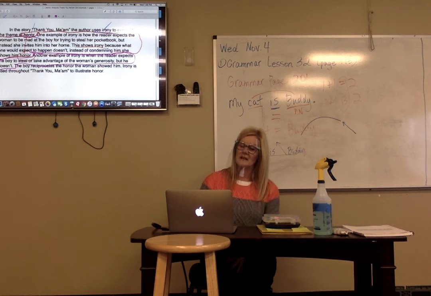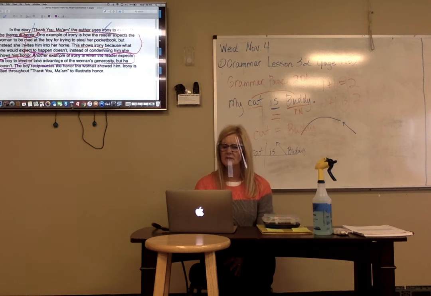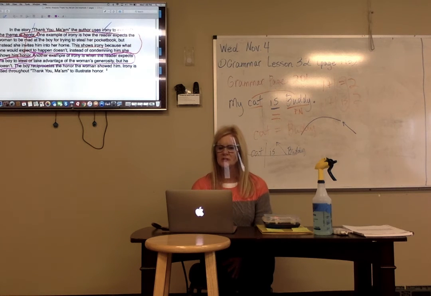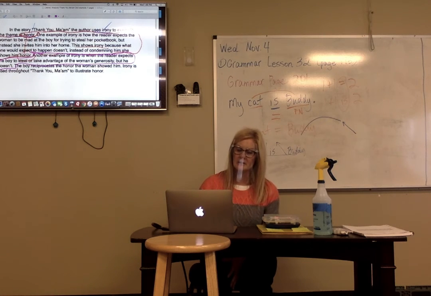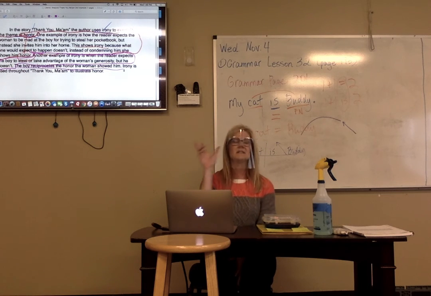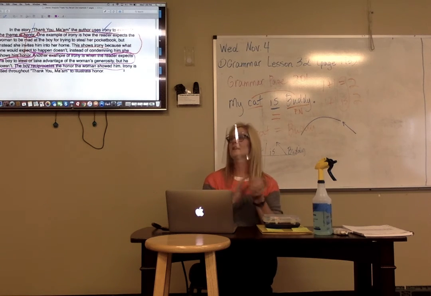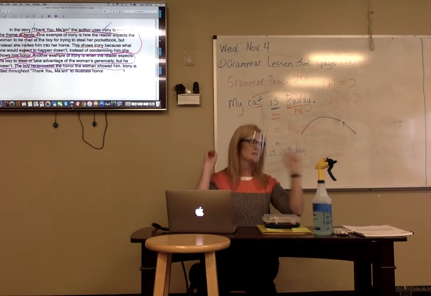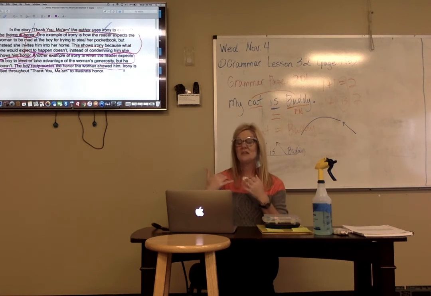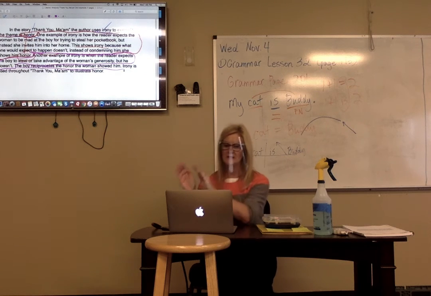All right. Another example is when the reader expects the boy to steal or take advantage of her generosity, but he doesn't. He reciprocates the honor the woman showed him. So there, see it? This is the analysis. How does that example show the thing? You've got to do that. That's what makes it a literary analysis. Not a summary, not just here's the example. You have to take it deeper and tell me, how does that show the thing?